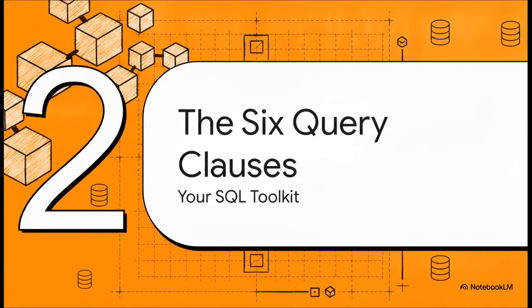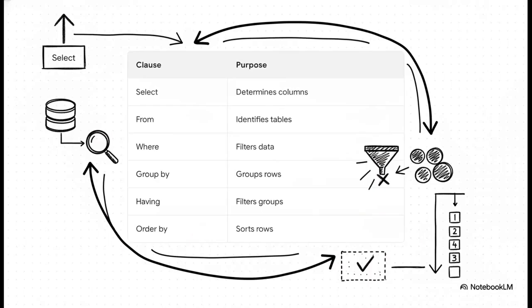Moving right along to Section 2. The 6 query clauses, your SQL toolkit. Here we've got these 6 core clauses making up your select statement toolkit. Select, from, where, group by, having, and order by. Now, while only select is strictly mandatory in MySQL, in the real world, you're usually going to combine at least 3 of these to get any meaningful work done.